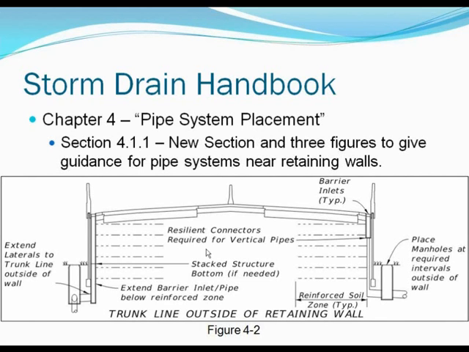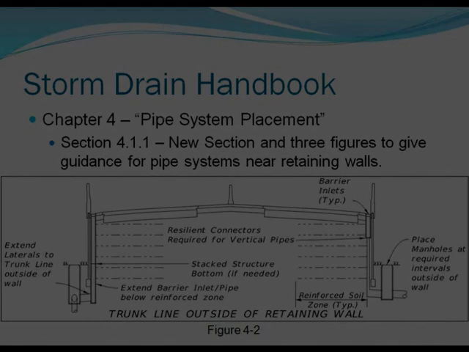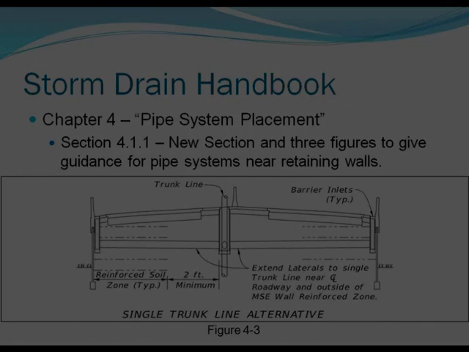We always use a resilient connector on the bottom there, where the pipe connects to the structure. Settlement is probable, some sort of settlement, and a mudded connection will typically break loose because of differential settlement between the pipe and the structure. So always use a resilient connector on connection between a vertical drain and the structure. Okay.